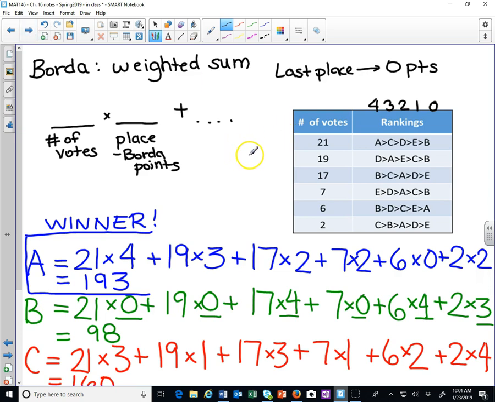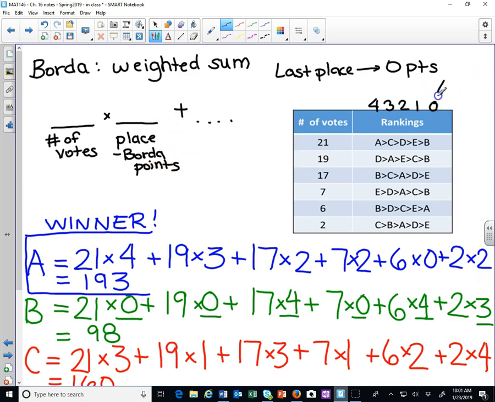All right, the next thing that it asks about is the Borda method and finding the Borda winner. The Borda method is the weighted sum method. For that one, we look at the number of votes that the ranking had, and then we multiply it by the place that this option was in, and the number of points we give it for that place depends on how many options we had, what place you were in, etc. And those are all our Borda points.